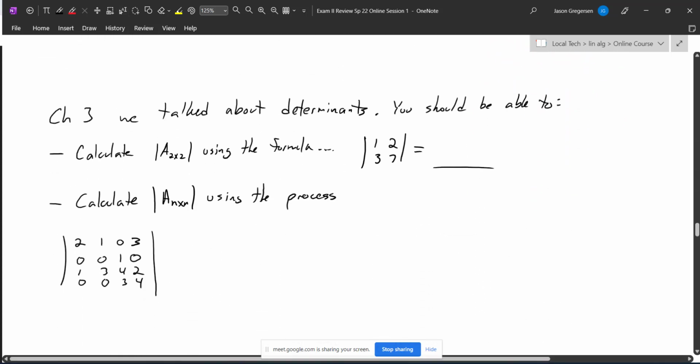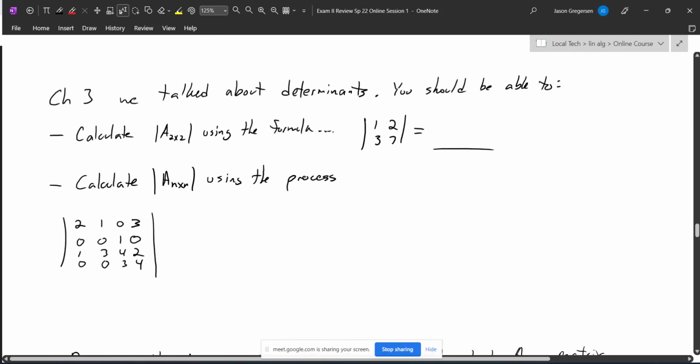All right, as we wrapped up chapter 2, we got into chapter 3, which is on determinants. We talked about determinants, and you should be able to calculate a 2 by 2 determinant using our formula. What is the determinant of this matrix right here? Go ahead and type that in the chat. It's the determinant of this matrix, 1, 2, 3, 7.